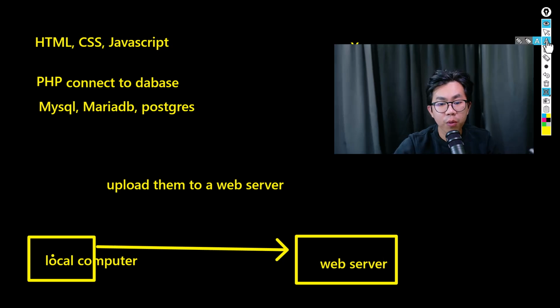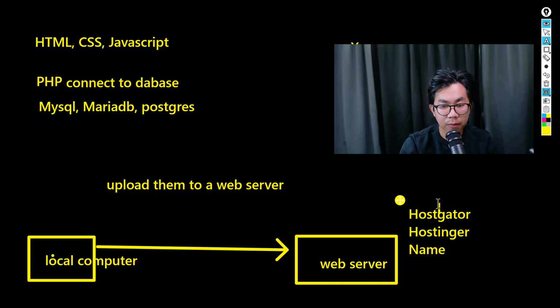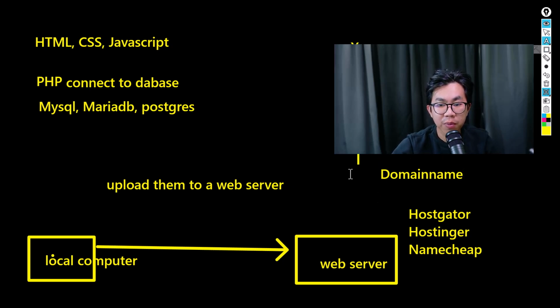There are a lot of web hosts that you can use to upload PHP and a MySQL database. For example, you have HostGator, or Hostinger, or Namecheap. When you have a web server, you need a domain name. You need a domain name so you can access your website. If you want to publish your website, the first thing you have to do is buy a domain name, and you have to buy a server. Then when you upload the files from your local computer to the web server, everyone in the public can access your website.